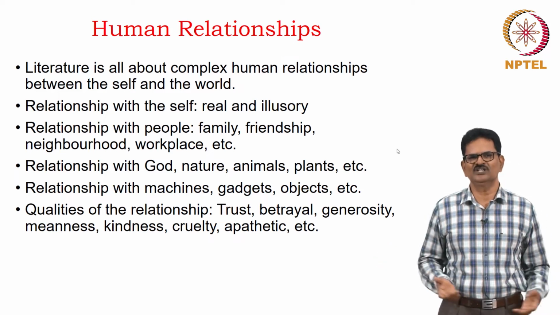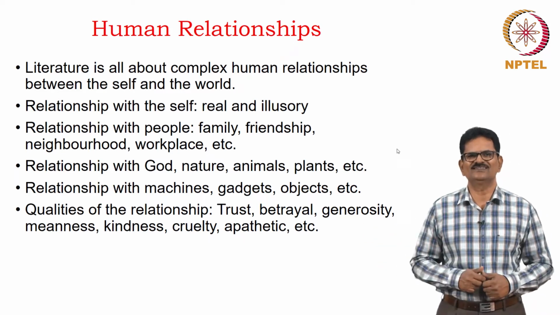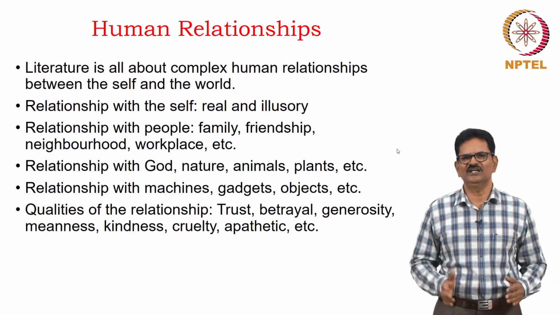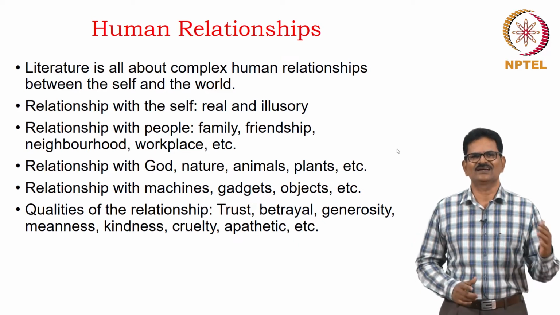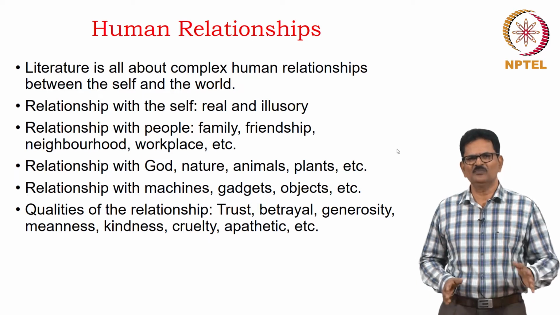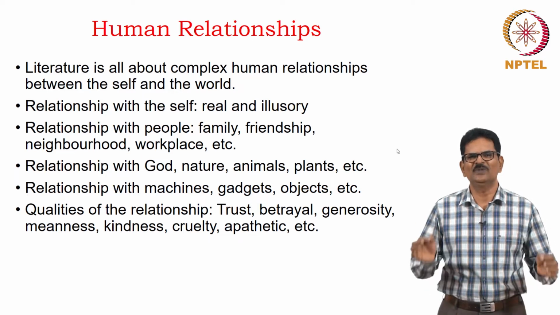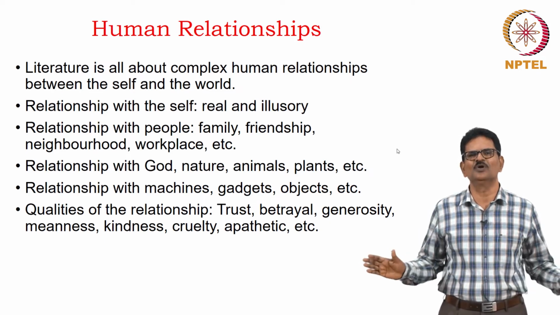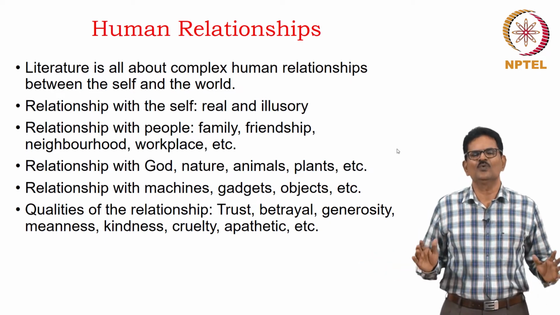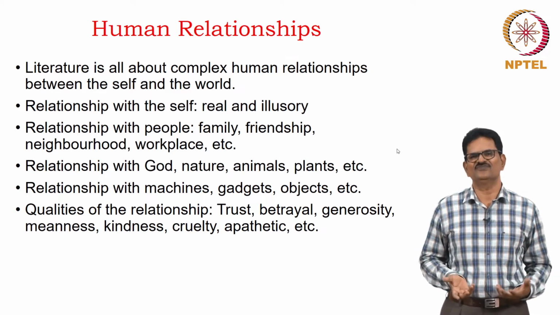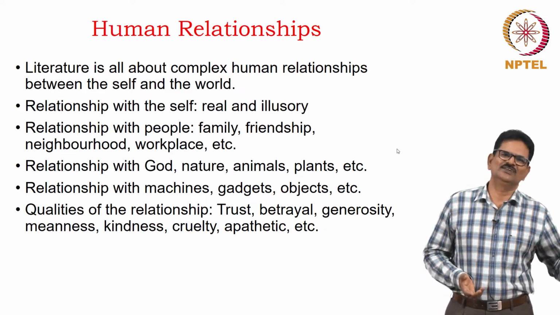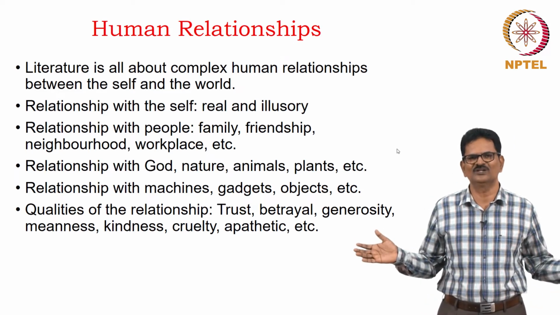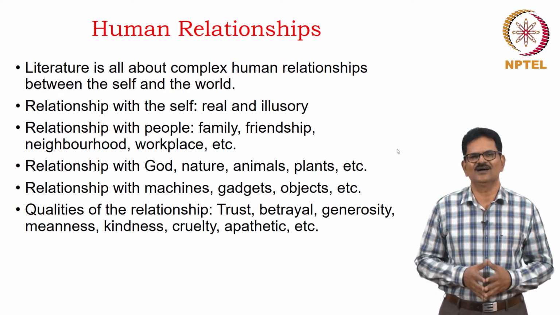Whatever form of relationship we have, whether with human beings or natural objects or mechanical, man-made objects, what is important for us to understand is the quality of relationship, whether it is trust or betrayal, generosity, meanness, kindness, cruelty. Apart from all these things, there is another thing called apathetic relationship. That is, the person is indifferent or unconcerned about anything. That is considered to be one of the dangerous forms of life for us. Either way, either we are in trust or we don't have trust, but if we are indifferent about human beings or our life, that is not good for us.